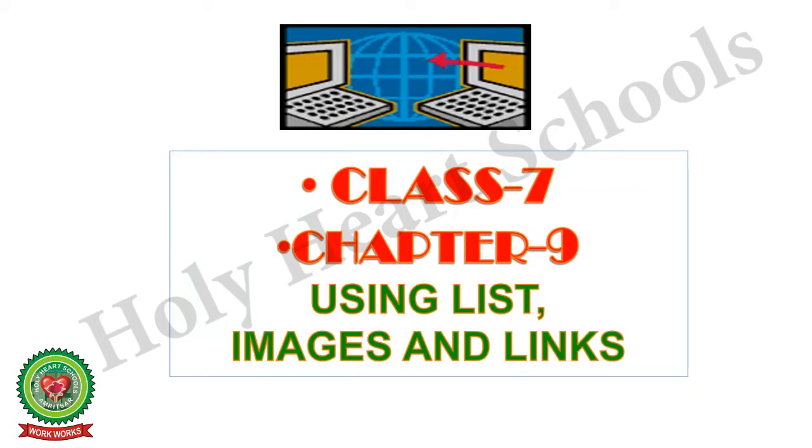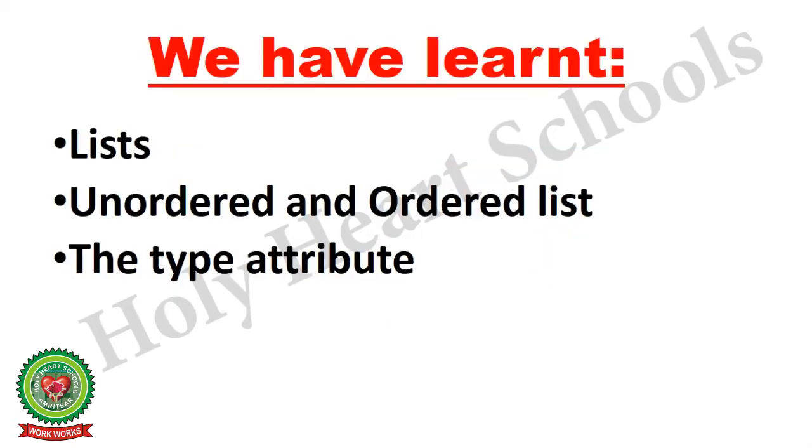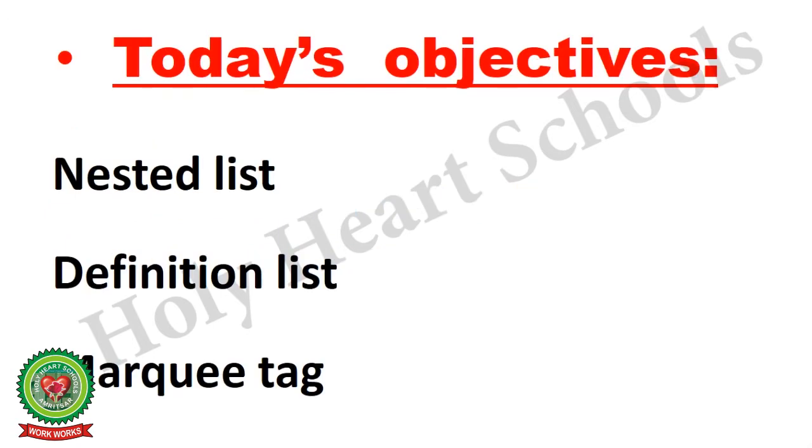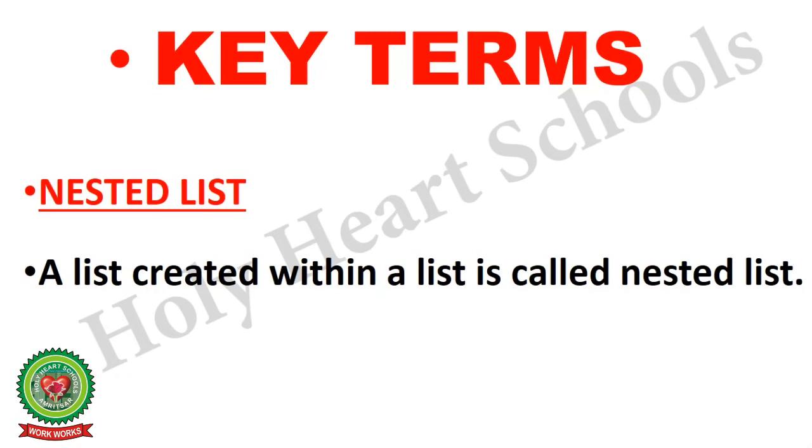So in our previous class we have learnt about lists, unordered and ordered list and the type attribute. Now students, in this class we will learn about nested list, definition list and marquee tag. So let's start with the first key term, nested list.